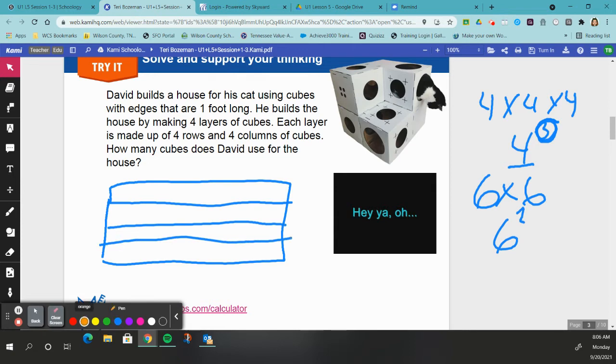And then inside each layer, there's 1, 2, 3, 4 layers. Yep. Inside each layer, there are 4 rows. I'll have to add here. That gives me 4. 1, 2, 3, 4. Yeah. And 4 columns. And that is in each layer. So you are going to figure out how many cubes he's going to use. Remember to pause the video and try this on your own.